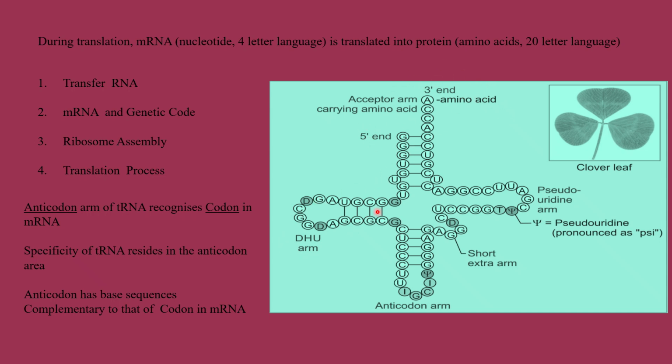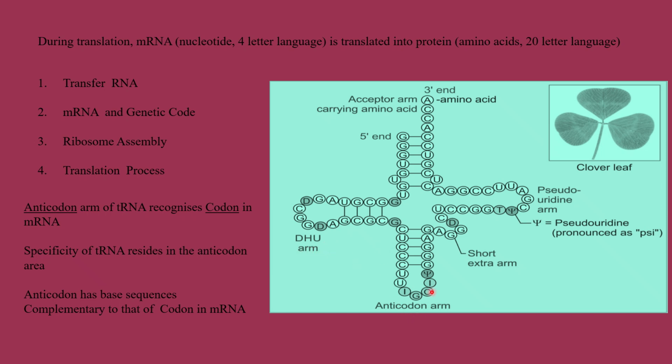And the second arm is known as the DHU arm, and the D arm has a stem of 3 to 4 base pairs, and it ends in a loop, that is the D loop. It generally contains dihydrouridine. It is a modified nucleotide, and because of the presence of this, it is known as the DHU arm.